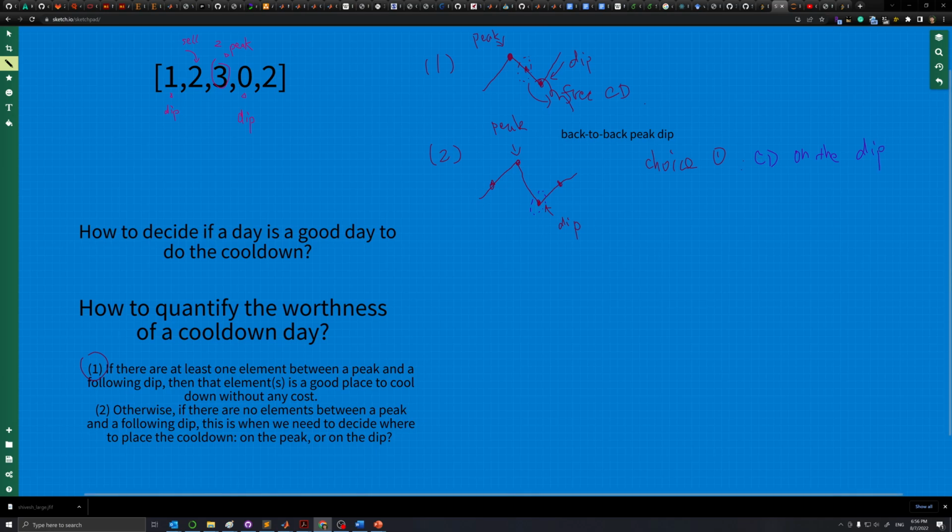What does that mean? Well, that means if this is our cooldown, then we're definitely selling here, right? And then on this dip day, we're not buying, so we have to consider buying on the next day. And who knows what happens next, right? It could be going up, it could be going down. If it goes down again, there's no buying chance. But that's the risk that we're taking here. This is choice one. We put CD on the dip.